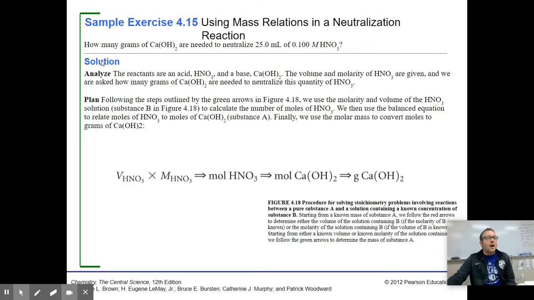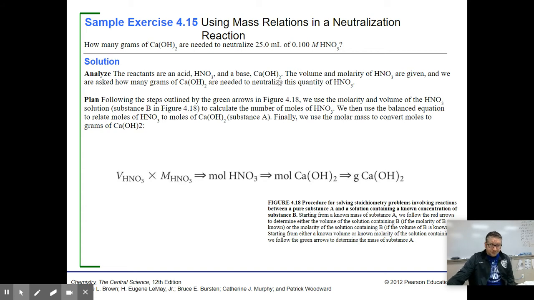We are asked to figure out how many grams of calcium hydroxide are needed to neutralize 25 milliliters of 0.100 molar nitric acid. Okay? Well, the first thing is, you want to pay attention to what you have and what you need to solve for. We need to figure out how many grams of calcium hydroxide are needed to fully neutralize this volume of this concentration of nitric acid. One thing you also want to make sure that you pay attention to are units, okay?